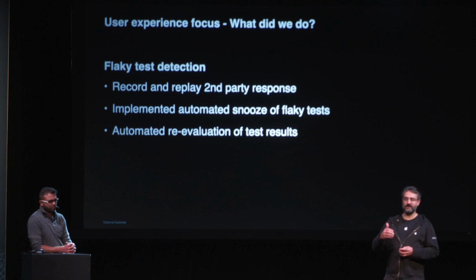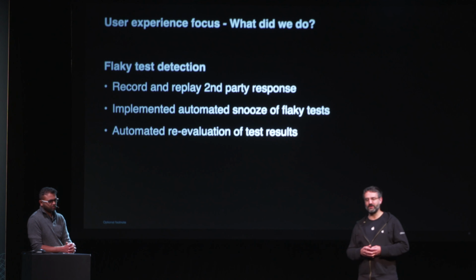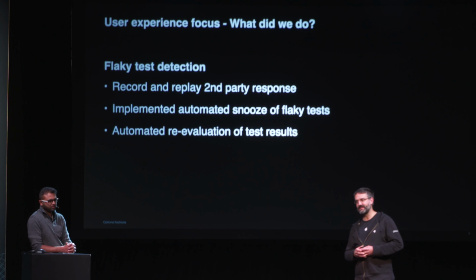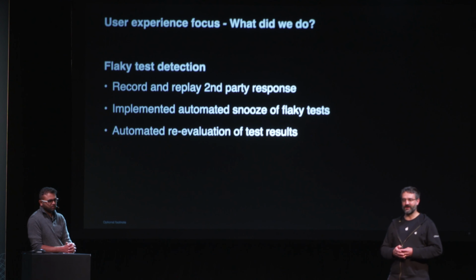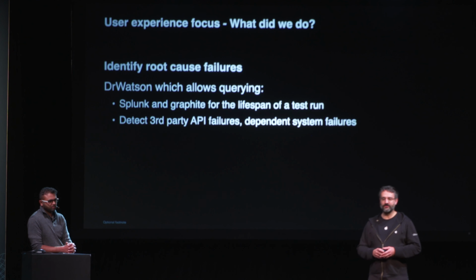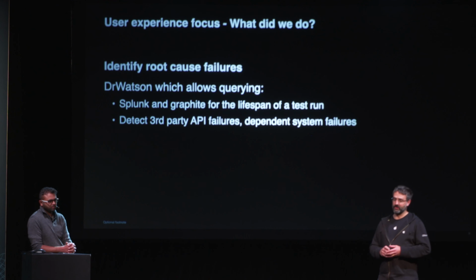And then finally, once we had that in place and we were able to snooze those flaky tests, we went one step further, which is going back to the PRs that had failed because of those tests and changing the status on those PRs to green so that users could proceed with those PRs. So that took care of flaky tests, or at least part of it.